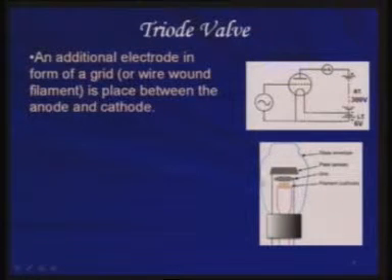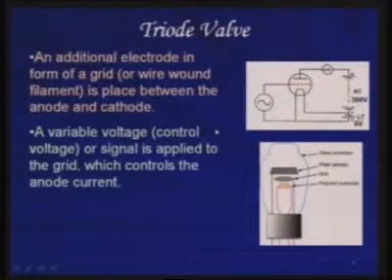So now in 2 dimensions you can see that it will look like this, that you have a filament, and then you have added this grid, and then you have a plate. So this is how the triode valve will look. Triode means 3 electrodes. So now what we can do is that if I apply a variable voltage here to a grid, what will happen if I apply, say, a positive voltage? Then the electrons that were here will get more attracted here and try to go ahead.